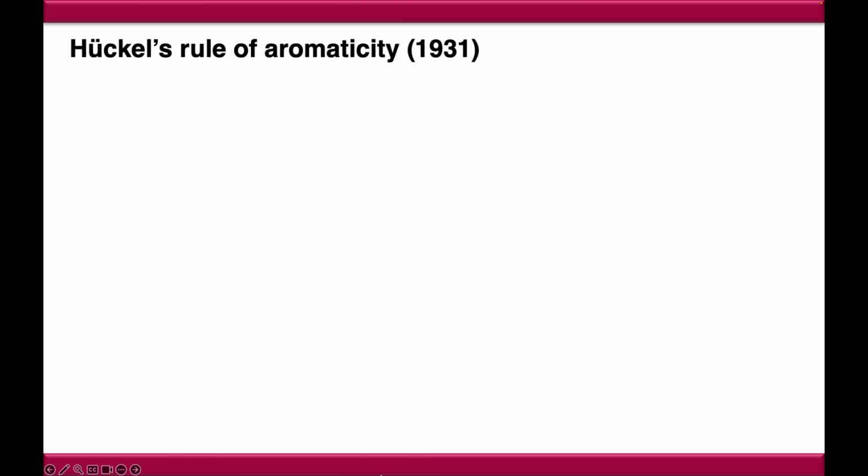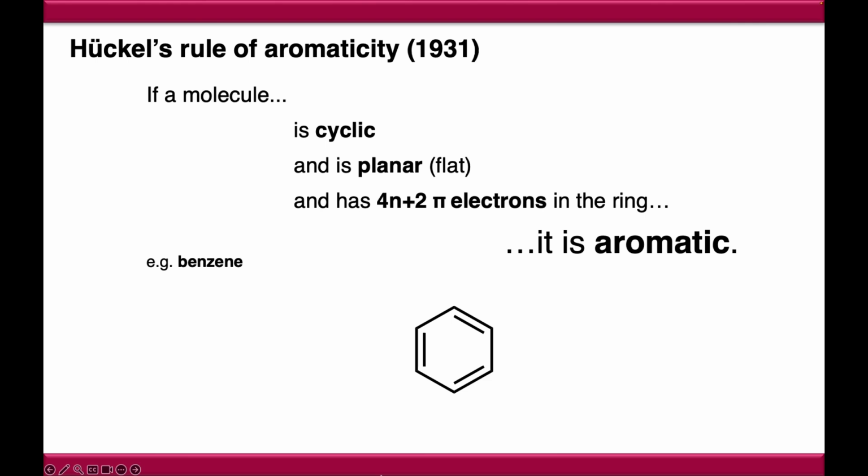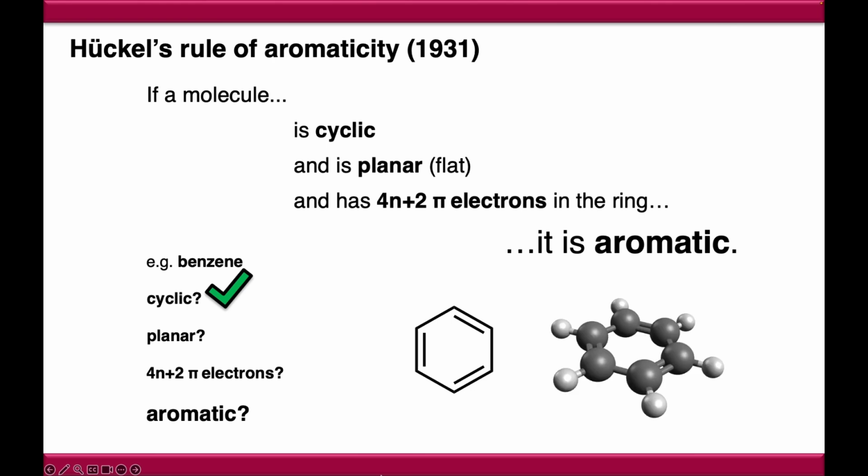So there's various rules for defining if something is aromatic or not, but Hückel's rule is the most broadly applied, I think. So essentially, if a molecule is cyclic, it's planar, in other words, flat, and it has 4n+2 pi electrons in the ring, it's aromatic. That's Hückel's rule. So if we take benzene as an example, is it cyclic? Well, yes, it's a six-membered ring. Is it planar? If we look at the three-dimensional structure of benzene, we can see that it is indeed planar. It's made up of sp2 hybridized carbons, so they're all trigonal planar. It's a flat structure.